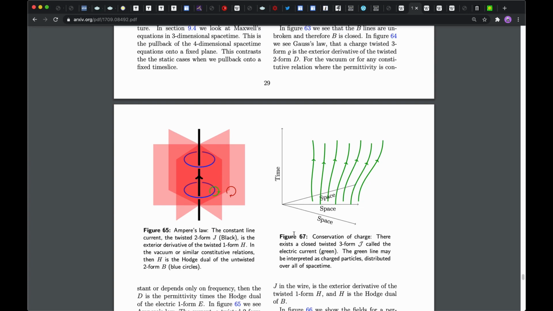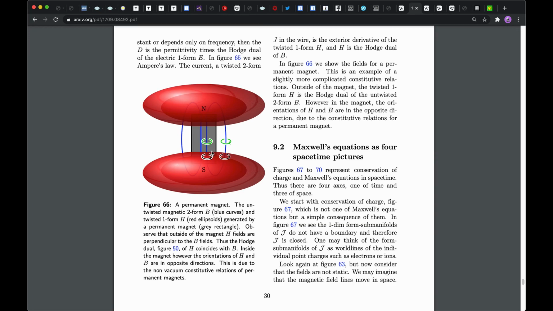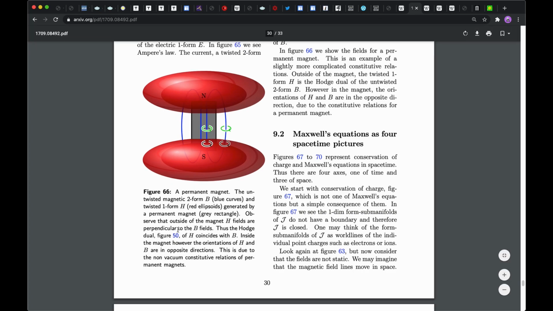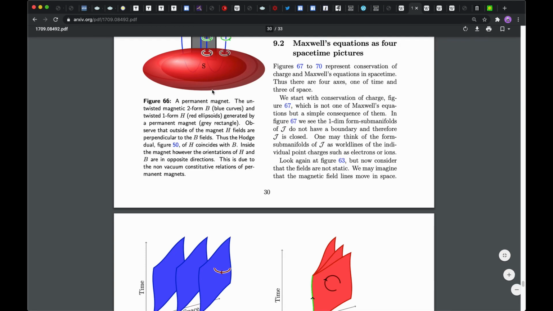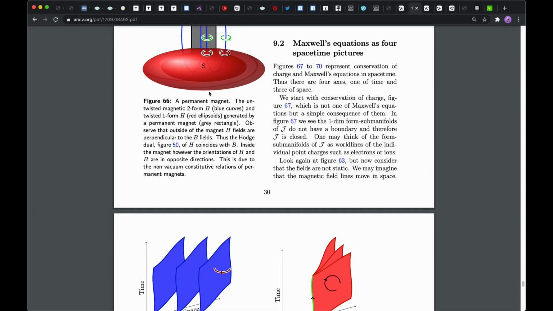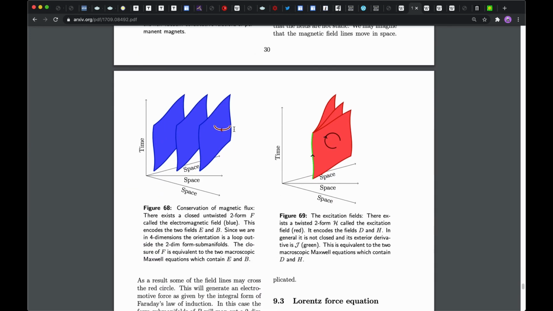So that's how we depict the conservation of charge. It's just figure 67, and that's all. I propose to skip figure 66 because it's just about magnets and non-vacuum constitutive relations, so basically not really important for our discussion today.